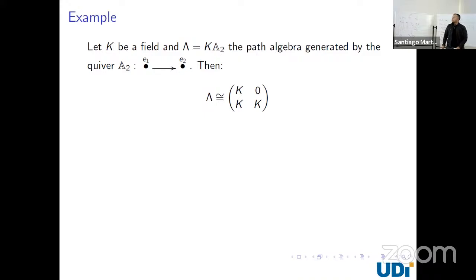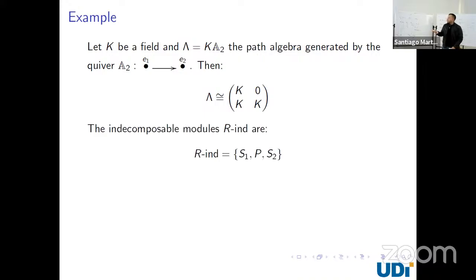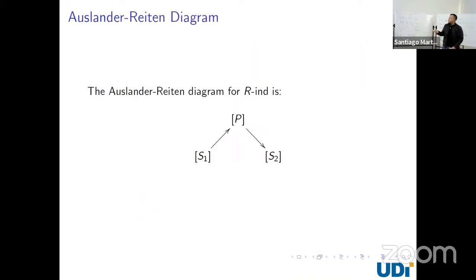This ring here, which is when we take K a field and lambda to be the path algebra generated by the quiver A2, can be represented as this matrix ring, which is, as I said, a pure semi-simple ring with two simples. So the indecomposable modules here, we got three. We can see it when we talk about this path algebra, we use the Auslander-Reiten diagram, which is this one. This diagram represents all the indecomposable modules and all the morphisms that we can find here.